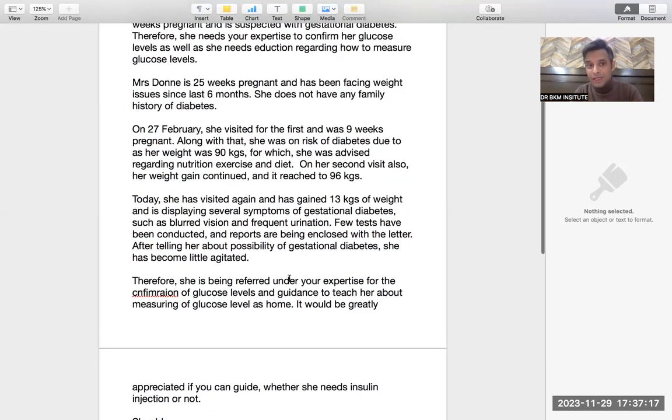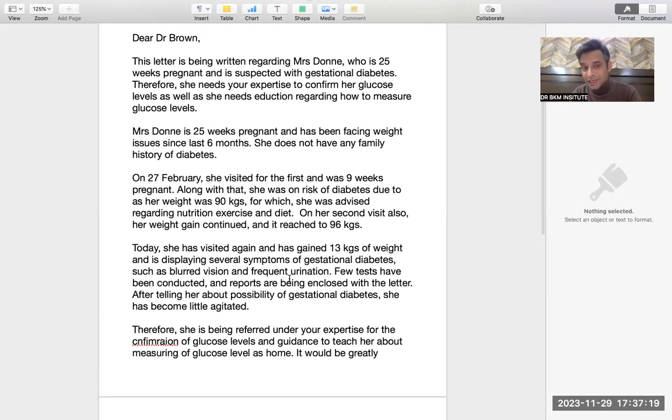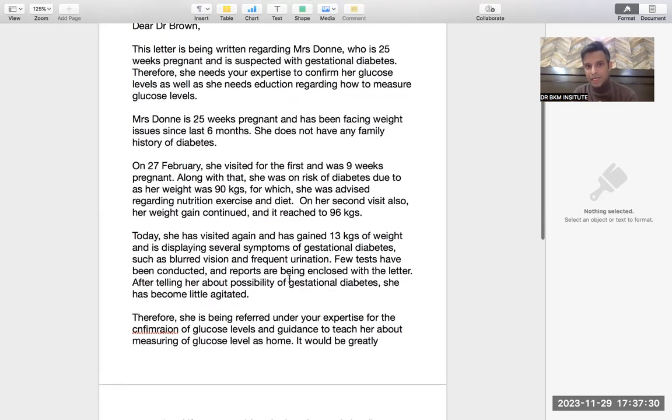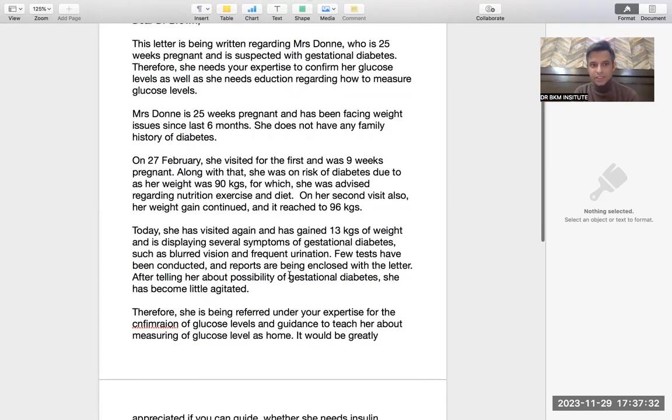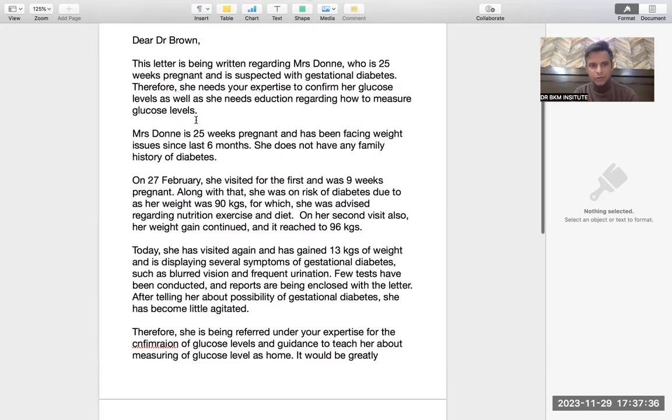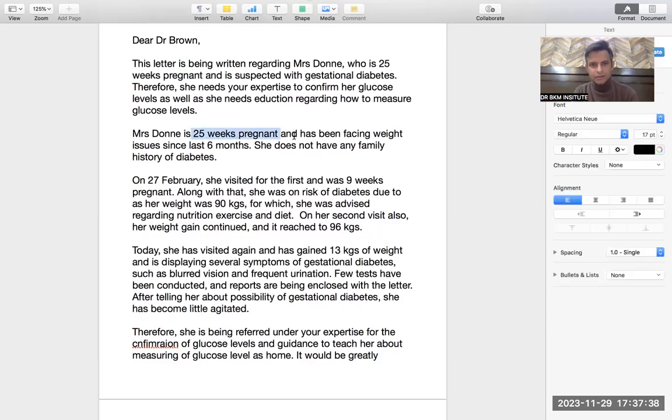Now see how Dr. Brown will read this letter when you send it. How simple. 25 weeks pregnant, suspected with diabetes. Okay. So Dr. Brown understands, okay, she's coming to me for education and with the possibility of gestational diabetes. Then, okay, 25 weeks pregnant or coming 2 times. Okay.